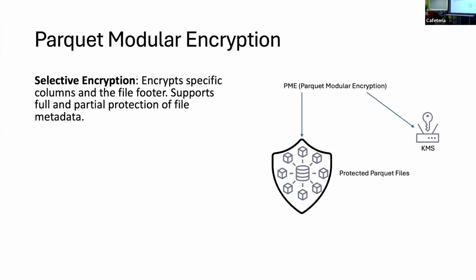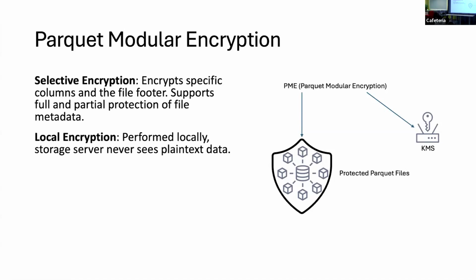So first of all, for this use case, let's consider we are thinking about the data which is getting stored in Parquet. And that's where we are researching right now. So Parquet Modular Encryption has quite good properties. One of them is selective encryption, which makes sure that the specific columns and the metadata get encrypted. It also supports the full and partial protection of file and metadata.